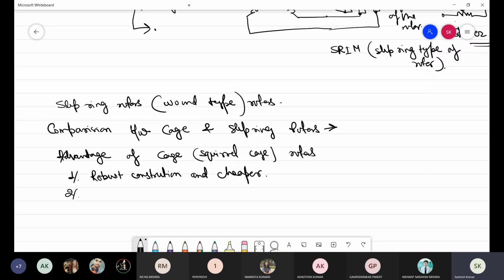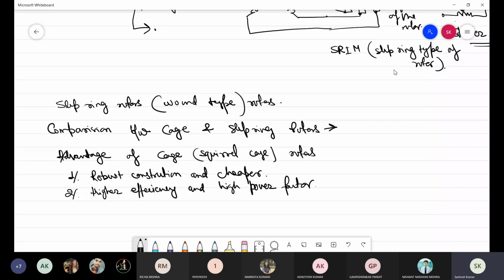Second advantage is lesser maintenance. Higher efficiency and higher power factor. So we will discuss all these things in the coming topics, but from now we can remember that it is the advantage of squirrel cage rotors that it is robust in construction, means it requires less maintenance and it is cheaper, with higher efficiency and higher power factor.